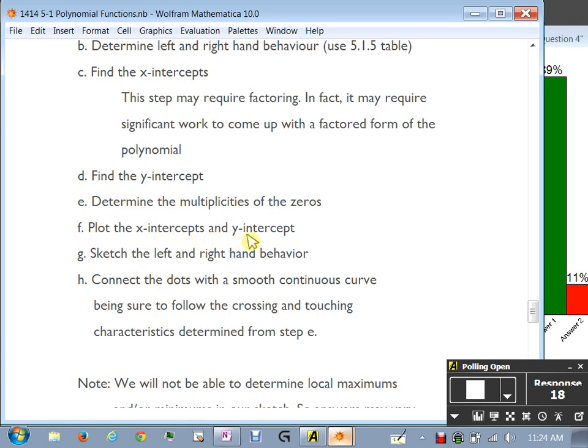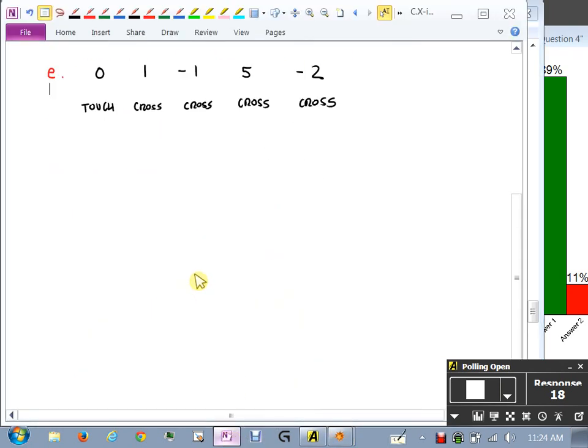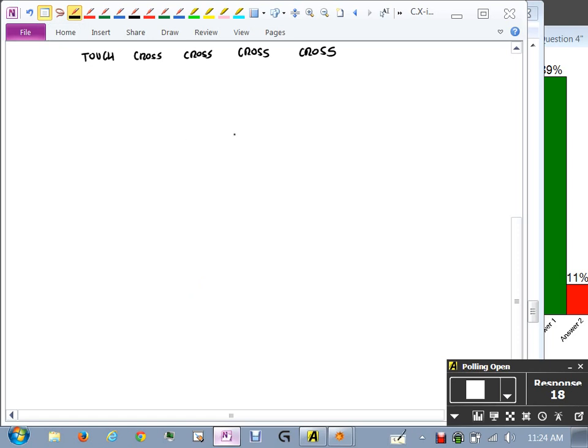Okay, what's next? Plot the x-intercepts and y-intercepts. So just now we're starting to put the graph together. I'm going to try and put it all right here. This does not have to be perfect, okay? Because we already know that we don't know how high the thing goes and low. We just know where it hits the x-axis.